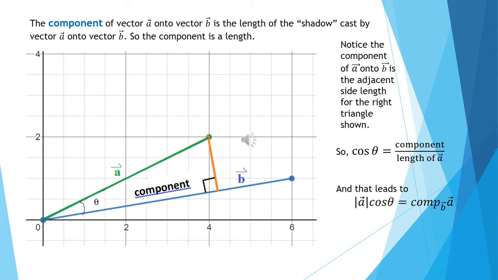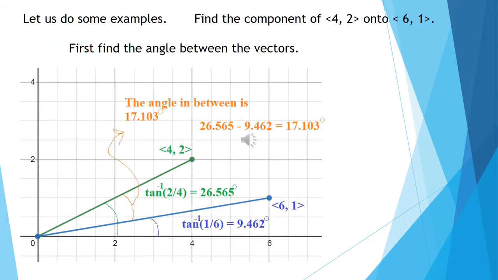So the length of vector A, the vector you're projecting, times cosine of the angle in between the two vectors is what we call the component. And again, it's the length of the shadow that is cast if you imagine the vector projecting onto another vector. Let us do an example. Why don't we find the component of vector 4, 2 onto vector 6, 1?